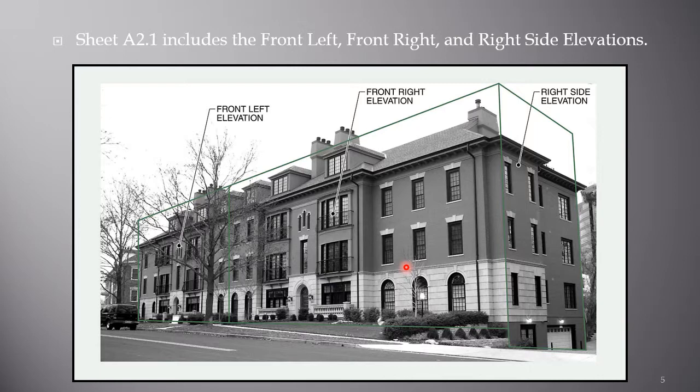Here's the Shaw Place condominiums, and sheet 8.2.1 will show in drawing format the view from the left front, the right front, and the right side, as if we were standing here on the street looking at the building. The left front and right front will be joined on the drawing by a match line, telling you that this side connects to this side at this point.